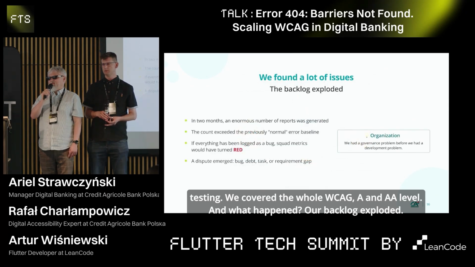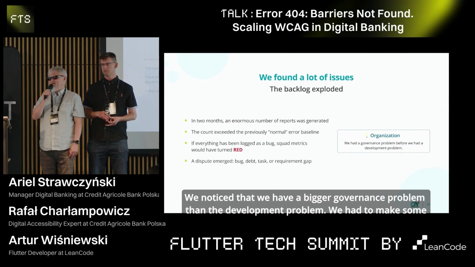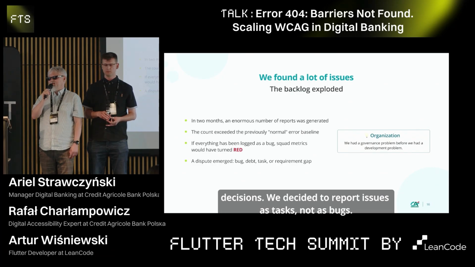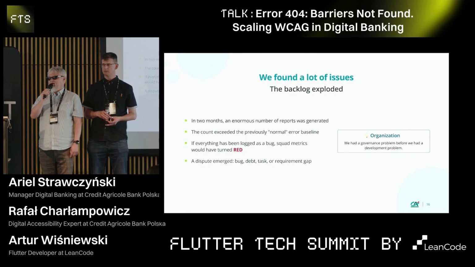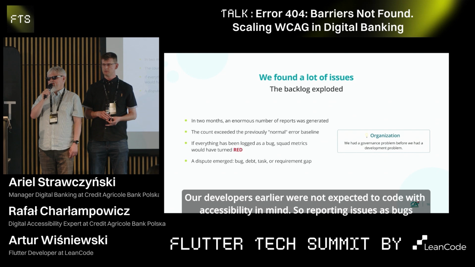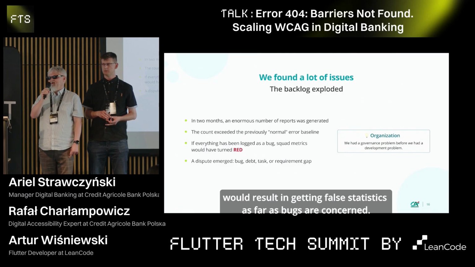And what happened? Our backlog exploded. We noticed that we have a bigger governance problem than the development problem. We had to make some decisions. We decided to report issues as tasks, not as bugs. Our developers earlier were not expected to code with accessibility in mind, so reporting issues as bugs would result in getting false statistics as far as bugs are concerned.